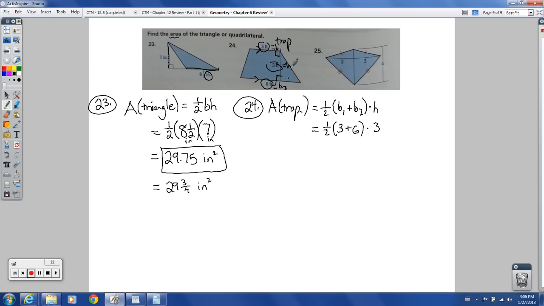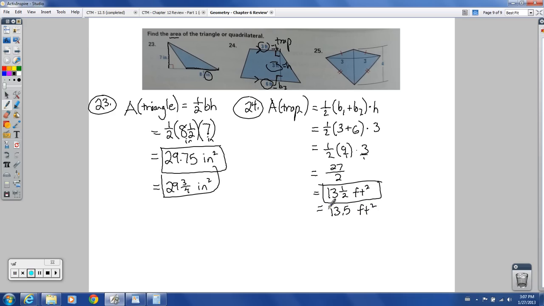It doesn't really matter if you call this B1 and this B2 or vice versa, but just know that these are the two bases. So this would be 1/2 of 9 times 3. Looks like we'll have another fraction on this one. If you wanted to write them all as fractions, you could, and then multiply all the tops together, you'd get 27. All the bottoms would be 2. 27 halves is the same thing as 13 and 1/2. And this is going to be feet, so feet squared for an area. So you could say this, or you could say 13.5 if you used a decimal, 13.5 feet squared.